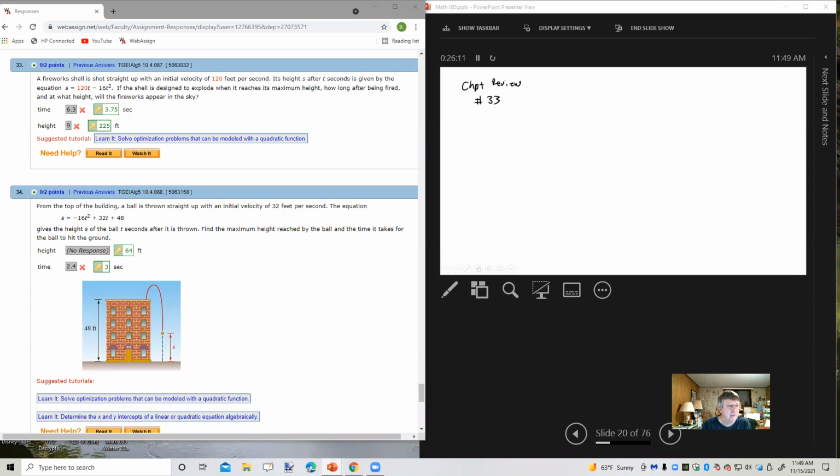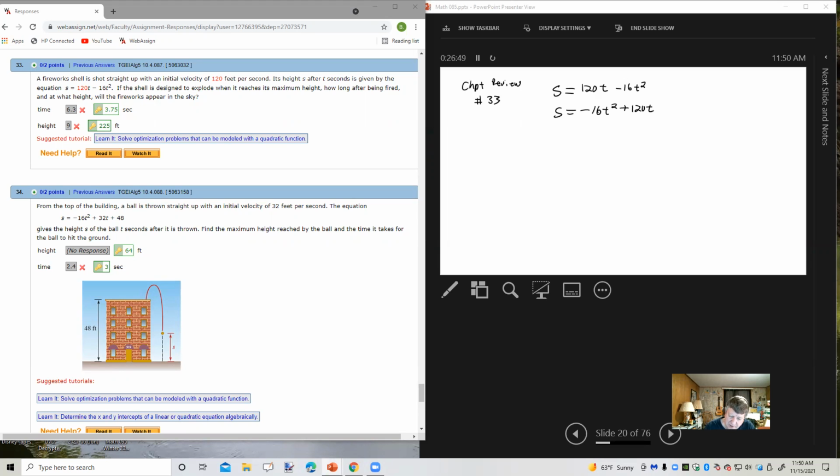33. A fireworks shell is shot straight up with an initial velocity of 120 feet per second. Its height, s, after t seconds is given by the equation s equals 120t minus 16t squared. If the shell is designed to explode when it reaches its maximum height, how long after being fired and at what height will the fireworks appear in the sky? Okay, so first of all, let's write this equation in standard form.